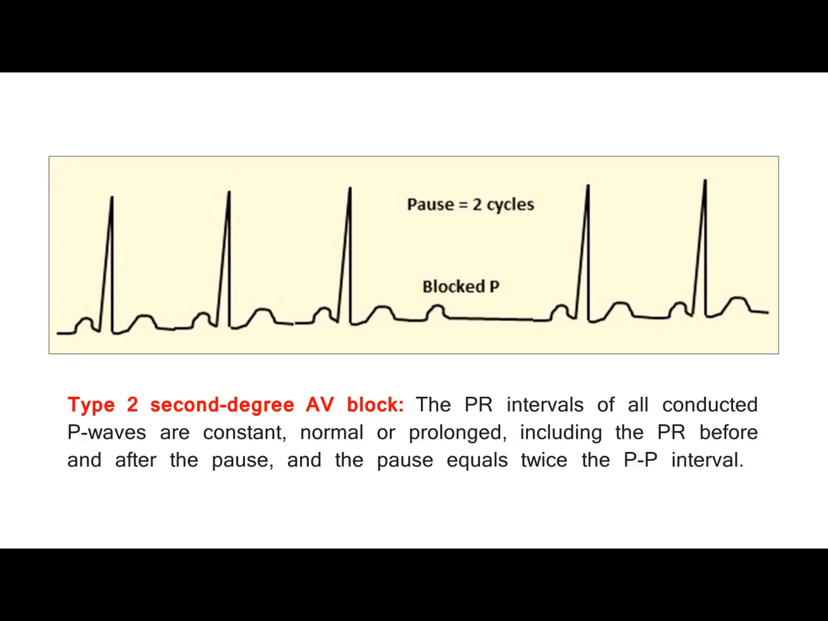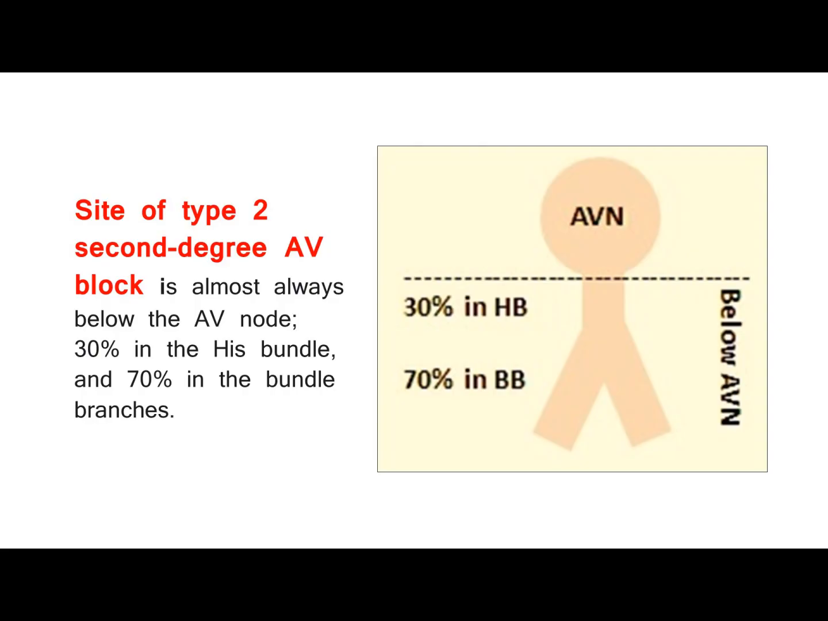In type 2 second degree AV block, the PR intervals of all conducted P waves are constant, normal, or prolonged, including the PR before and after the pause, and the pause equals twice the PP interval. The site of type 2 second degree AV block is almost always below the AV node, 30% in the His bundle, and 70% in the bundle branches.